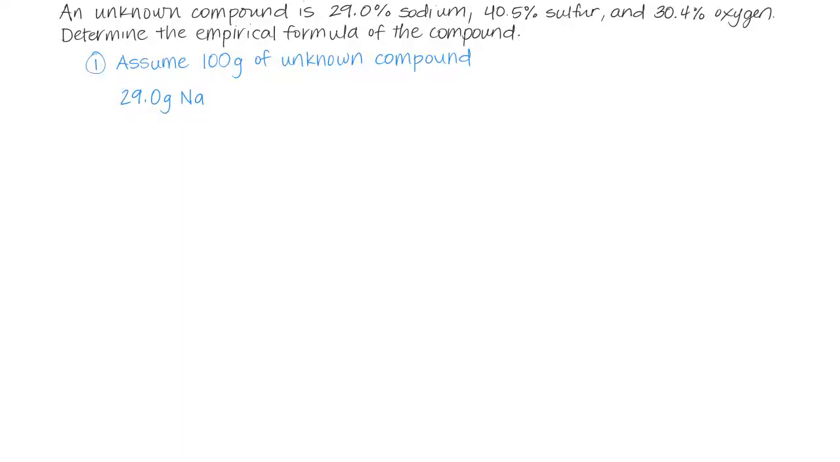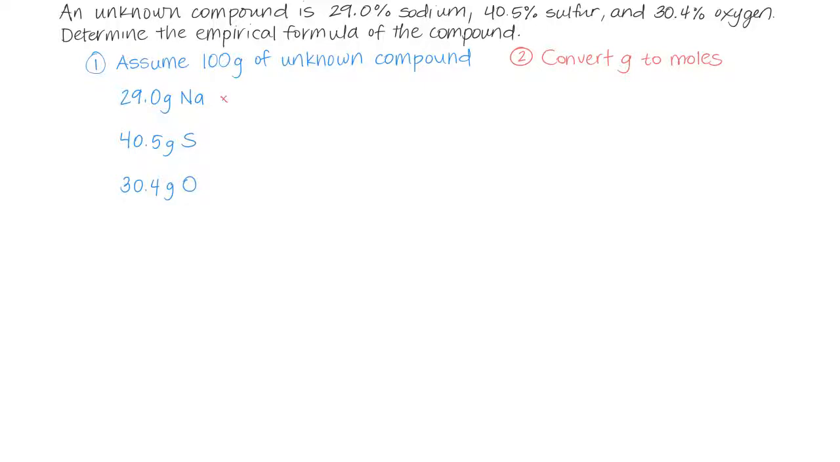40.5% sulfur means that we have 40.5 grams of sulfur in our 100 gram unknown compound, and 30.4% oxygen means that we have 30.4 grams of oxygen in our unknown compound. Now we will convert our grams into moles using molar masses from the periodic table.